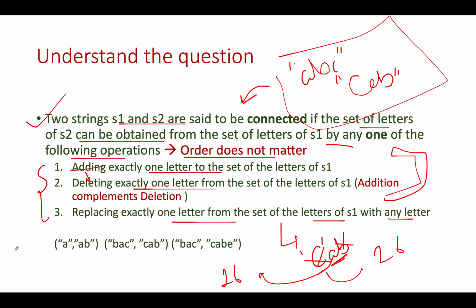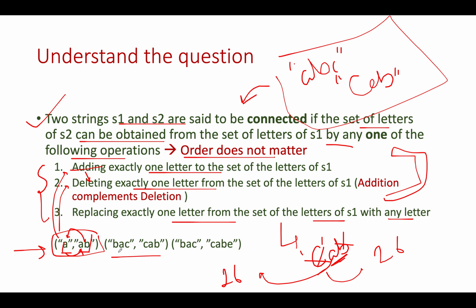And if you carefully analyze, I have written a few test cases here. A and AB both correspond to the same group by virtue of deletion. Similarly, you can say the same thing by virtue of addition of a new character. If you add B to this, then it would be the same. If you remove B from this, then it would be the same. So it means one and the same thing. As a result, addition and deletion complement each other.